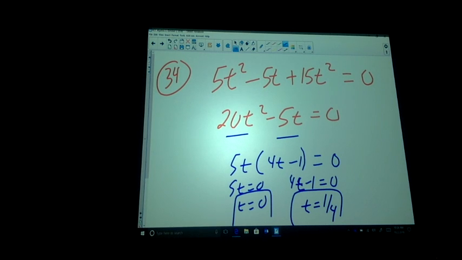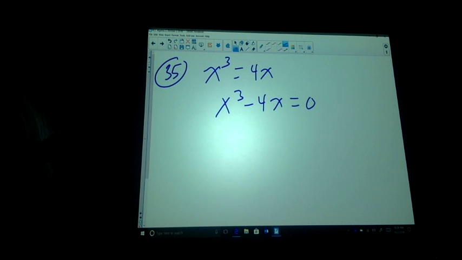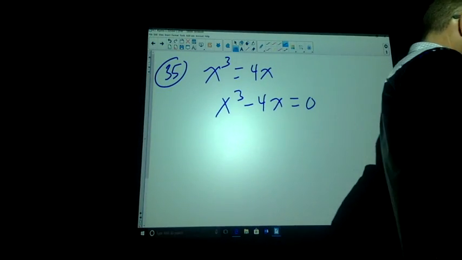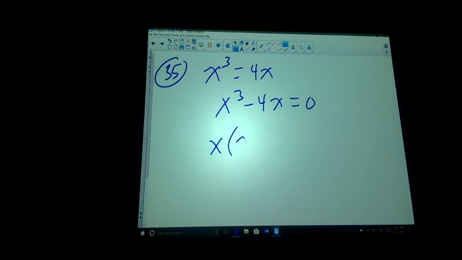Okay. Anything else you'd like to go over? Yeah, 35. What does it say? Equals 4x, just like that? Yep. All right, I'm going to move the 4x over by subtracting it. Is that okay so far? Factor out an x from both. Okay. Can I factor this? Is that the difference of two squares? Oh yeah. So is that x plus 2, x minus 2?